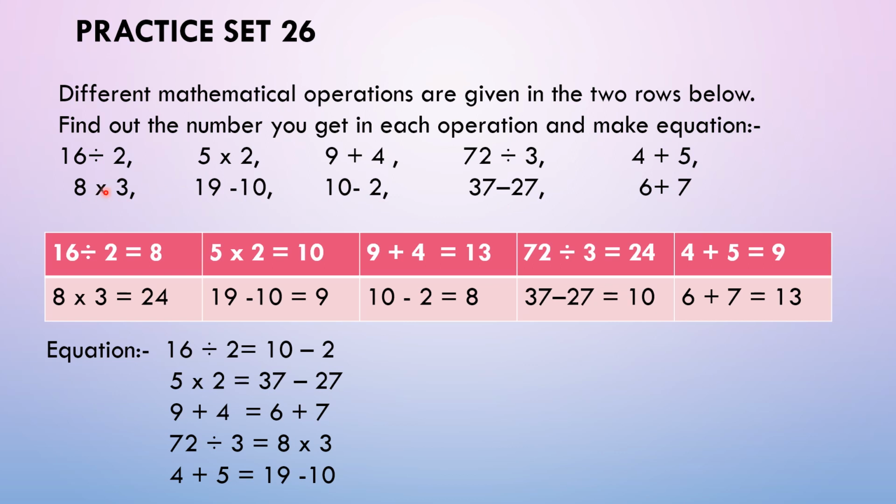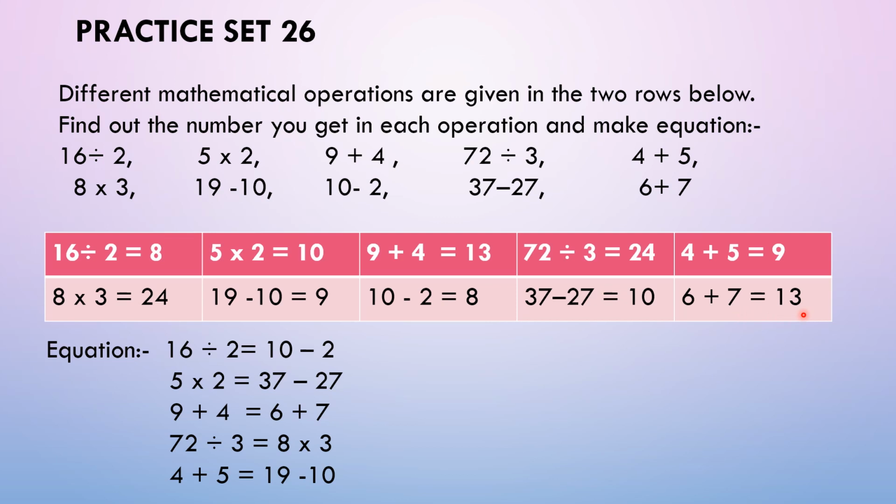Now first let us solve this. 16 divided by 2 is what? 8. 5 2s is what? 10. 9 4s is what? 36. 72 if you divide by 3 you will get what? 24. 4 plus 5 is what? 9. 8 into 3 is what? 24. 19 minus 10 you got 9. 10 minus 2 is what? 8. 37 minus 27 is what? 10. And 6 plus 7 is what? 13. So you have solved this, right?